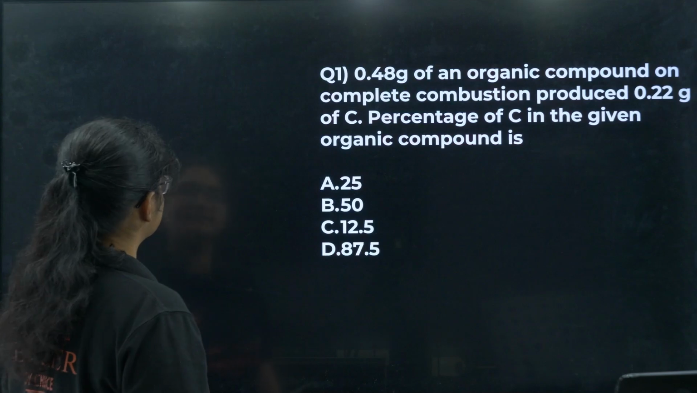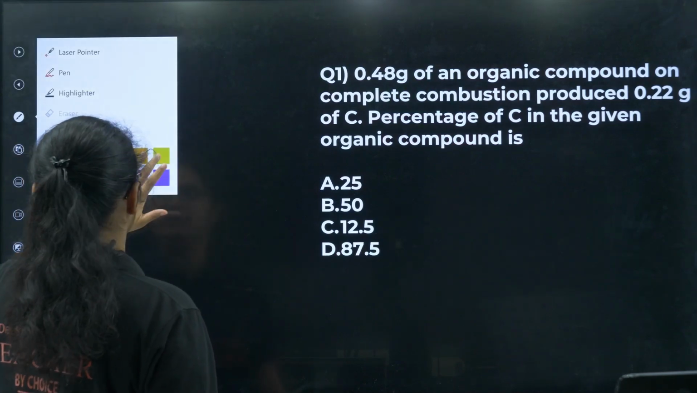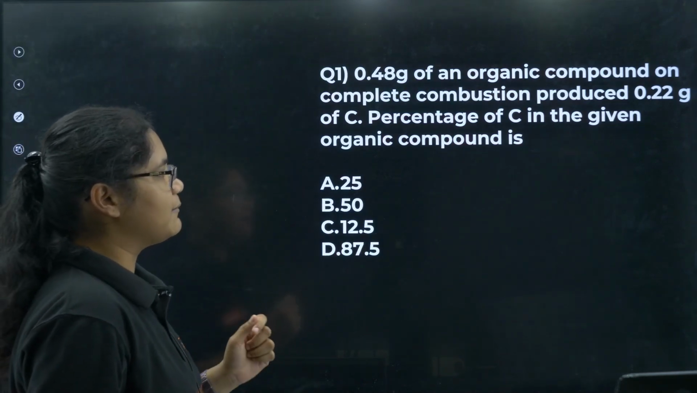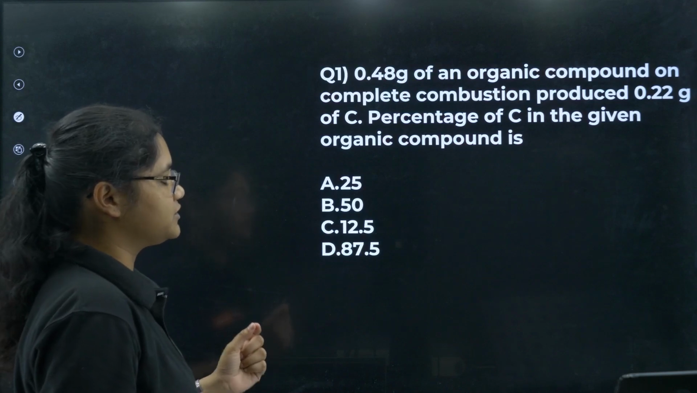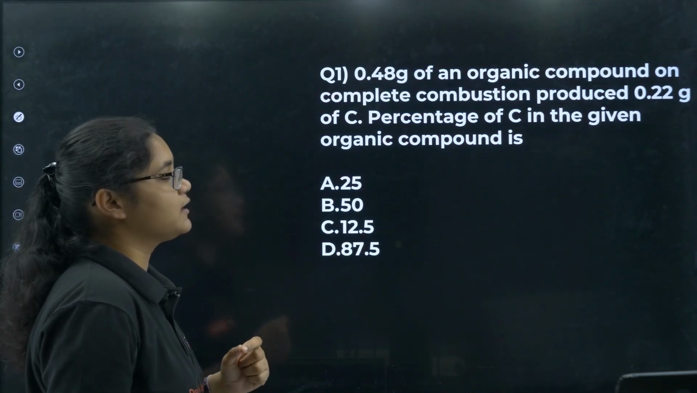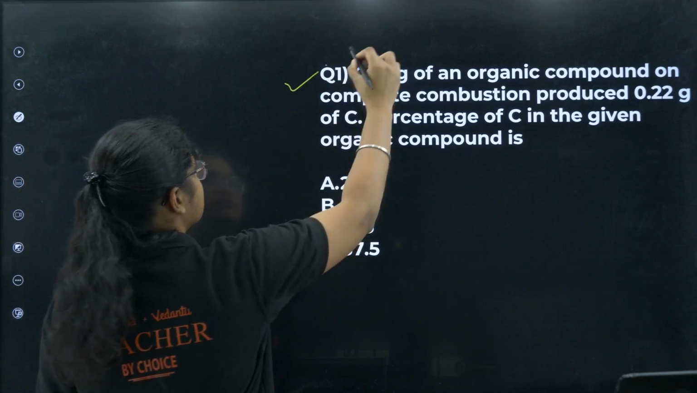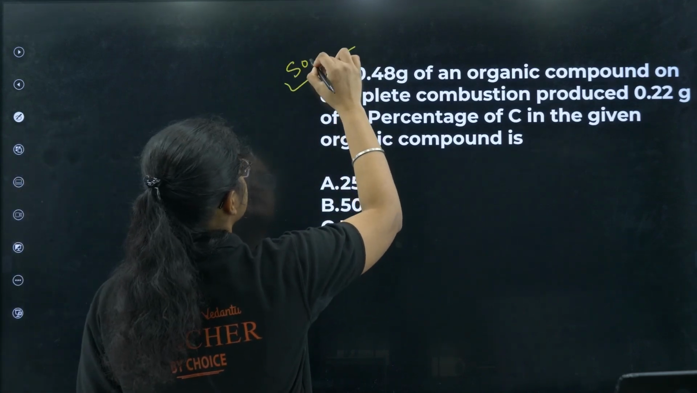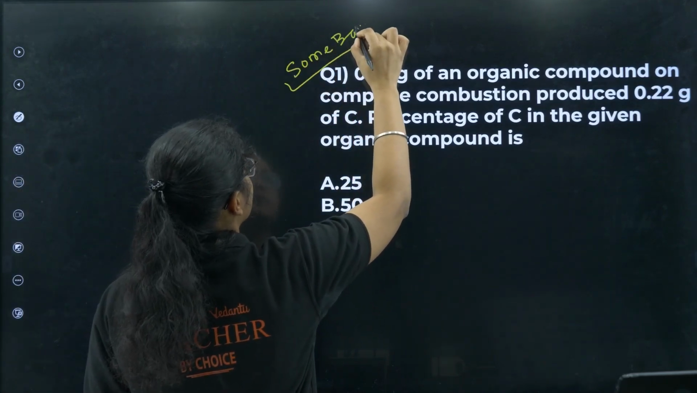So let's get started with the first question here, that is 0.48 gram of organic compound on complete combustion produces 0.22 gram of carbon dioxide. Percentage of carbon in the given compound is. So this question is from your stoichiometry chapter, or you can say some basic concepts of chemistry, right?